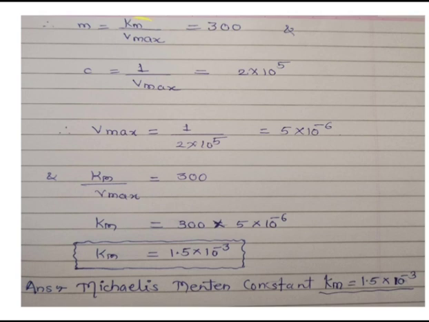Now the slope is given, Km upon Vmax is equal to 300. Just transfer this Vmax value to the right side, and we know the Vmax value, so just put this value here. Km is equal to 300 into 5 into 10 raised to minus 6, and do the calculation. The answer will be Km is equal to 1.5 into 10 raised to minus 3. So Km is the Michaelis constant. Lastly, we can write the answer as Michaelis-Menten constant Km is equal to 1.5 into 10 raised to minus 3.